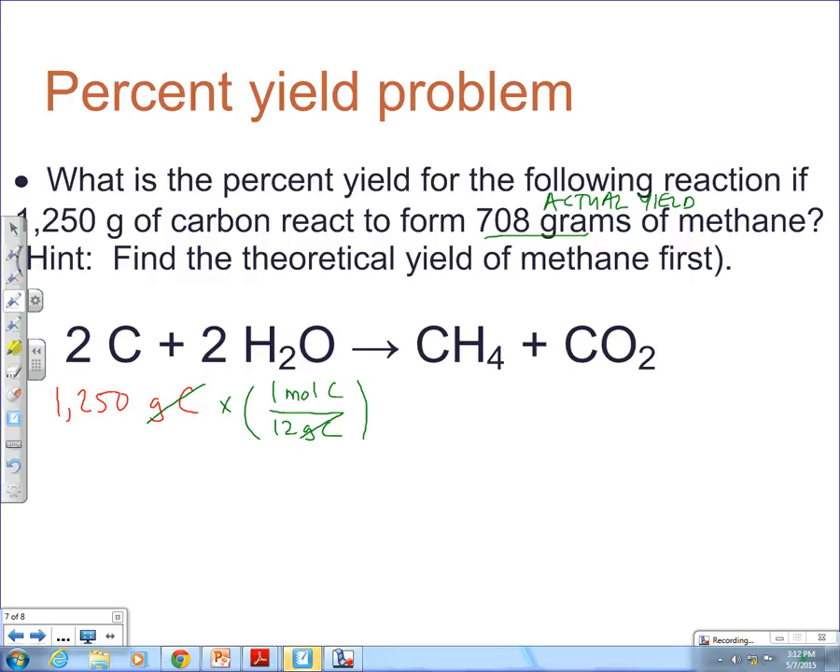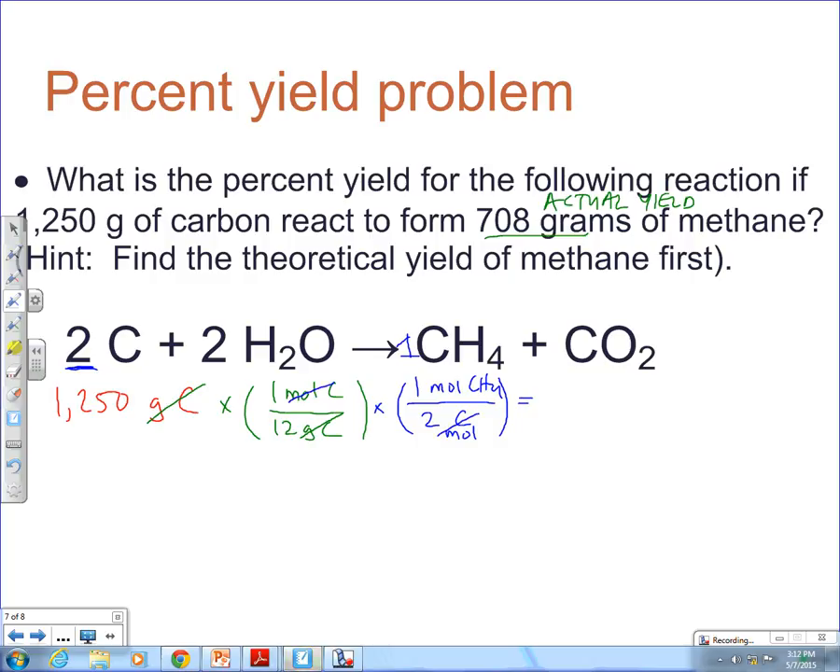Next, look at my mole ratio from the balanced equation. I'm focusing on methane, okay? There's another product. Carbon dioxide is the other product, but this problem really only asked us to focus on methane, so that's what we'll focus on. It looks like the mole ratio is 1 methane forms for every 2 carbons that go in. Moles of carbon, cross out.